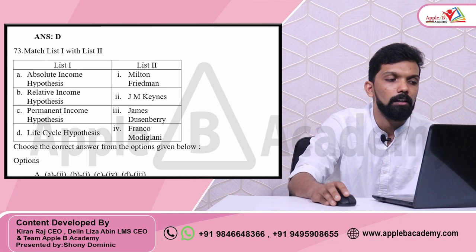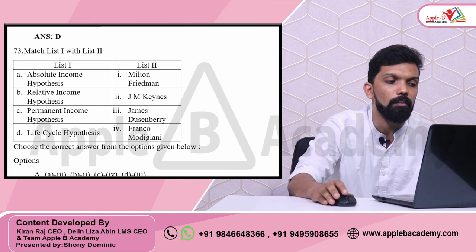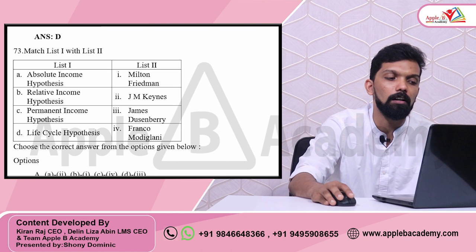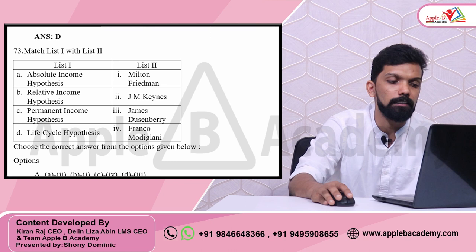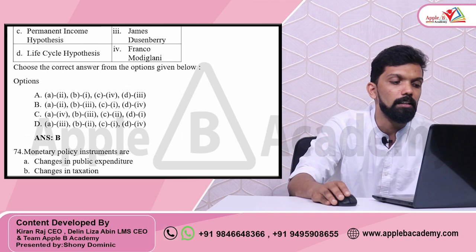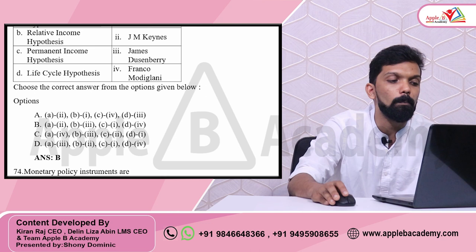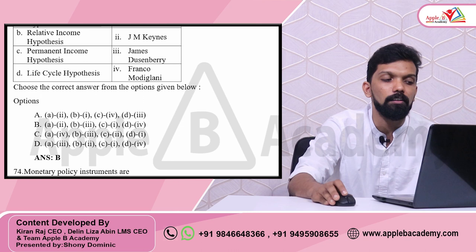Next, the question with match the following. List one is like this: absolute income hypothesis, relative income hypothesis, permanent income hypothesis, life cycle hypothesis. List two: Milton Friedman, J.M. Keynes, James Duesenberry, Franco Modigliani. So this question is from the module macroeconomics. So we have to identify the consumption hypothesis and its proponents. So the right answer for this question is option B, A2, B3, C1 and D4. A2, B3, C1 and D4.